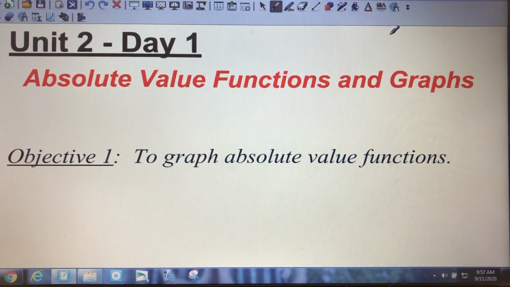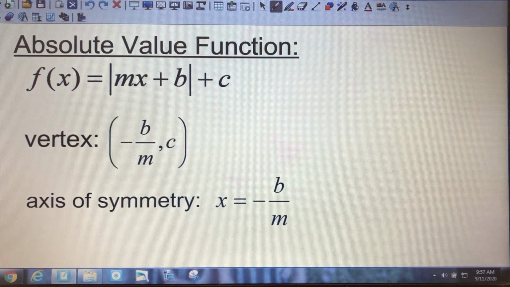Okay, so we're going to do Unit 2, Day 1, absolute value functions and their graphs. So this unit is all about absolute value. So we're going to look at the graphs today in more detail. So things are going to change from Unit 1 primarily because we have this guy here. So the f of x, that really means y equals, remember.